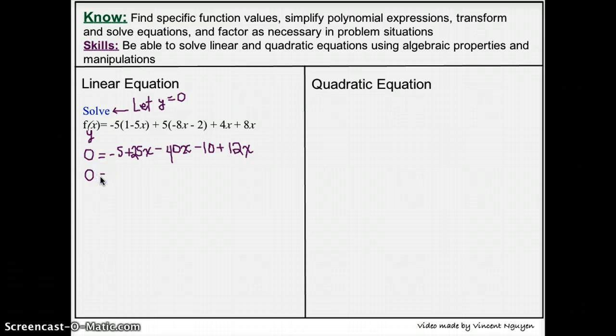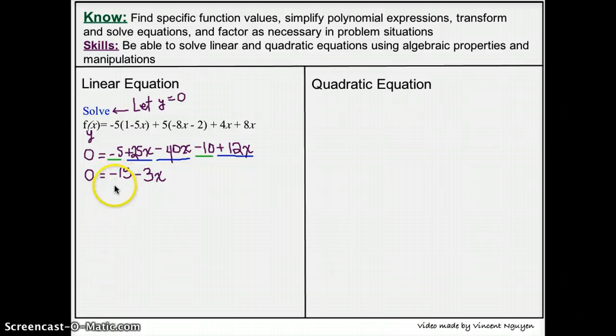The left-hand side is still equal to 0. The right-hand side of the equation, I can go ahead and combine negative 5 and negative 10 to give me negative 15. Okay, and then I'm going to look at all my x's and combine them all together. So I have a positive 25x, a negative 40x, and a positive 12x. If I combine all of these together, 25x and 12x will give me positive 37x, and negative 40x will give me negative 3x. Okay? Negative 3x equals 0.